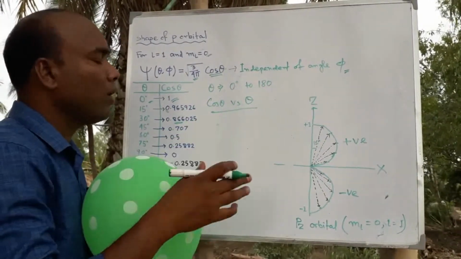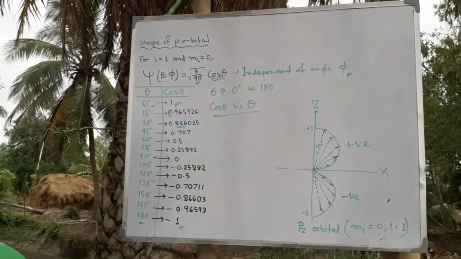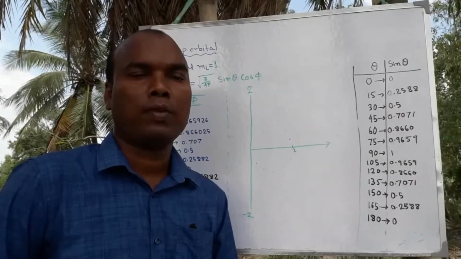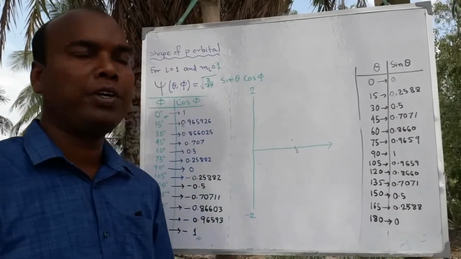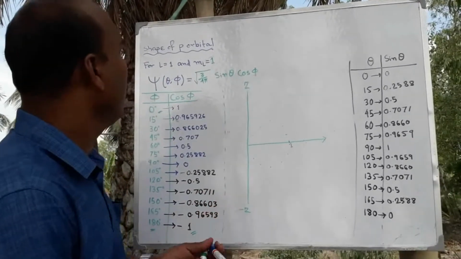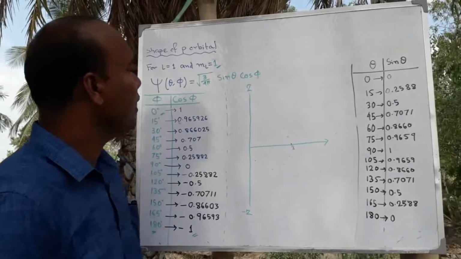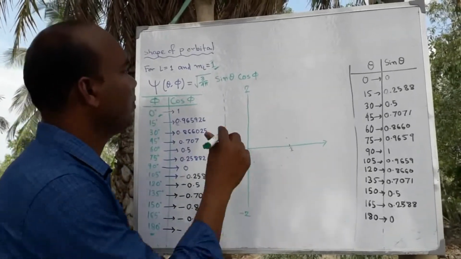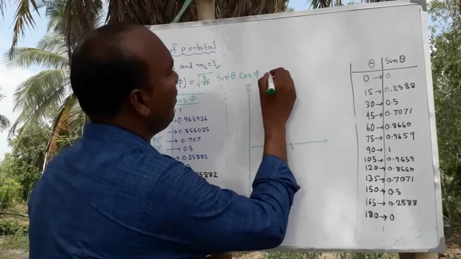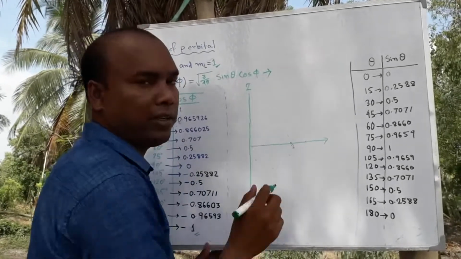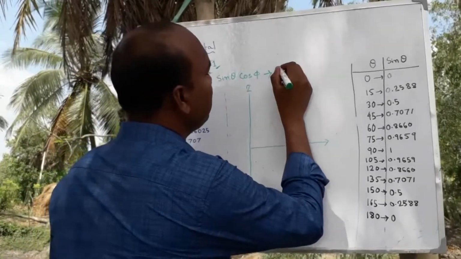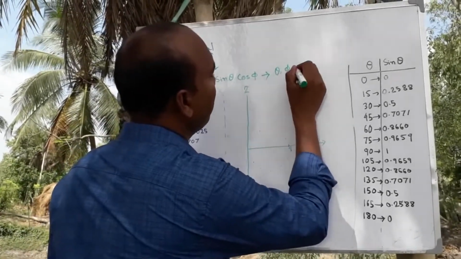Now come to other p orbital. Now come to the shape of p orbital having ml value equal to 1. You see, from that expression, this is the function of theta and phi. That is, it is theta and phi dependent.